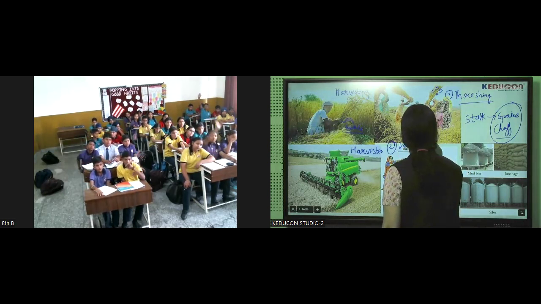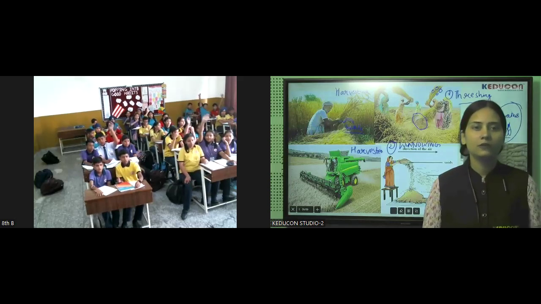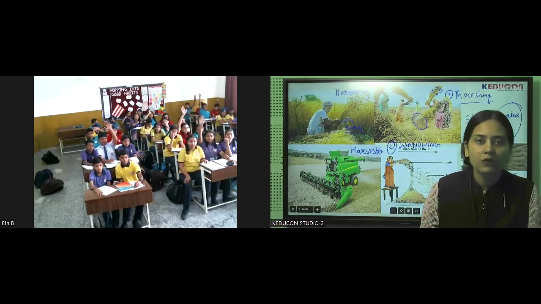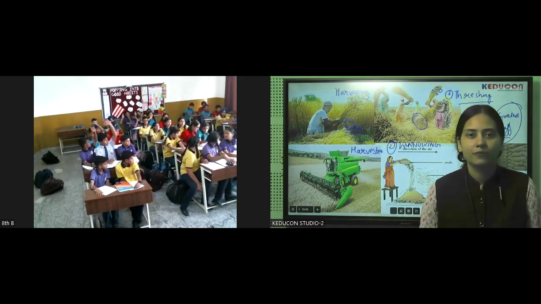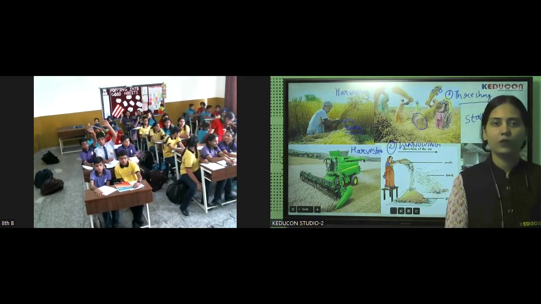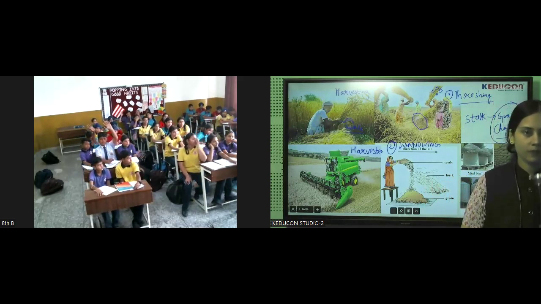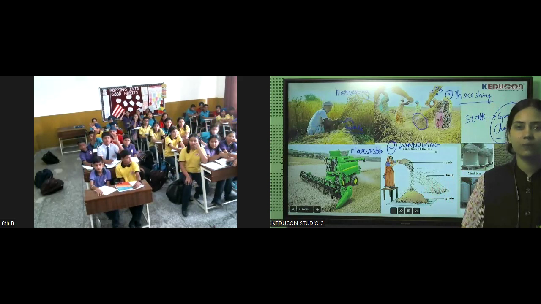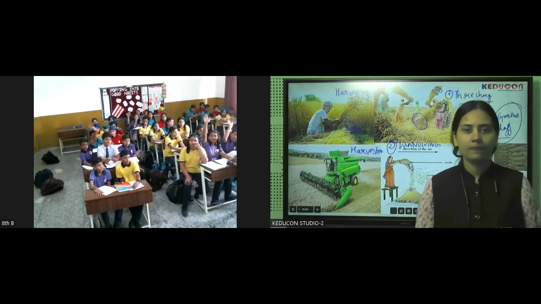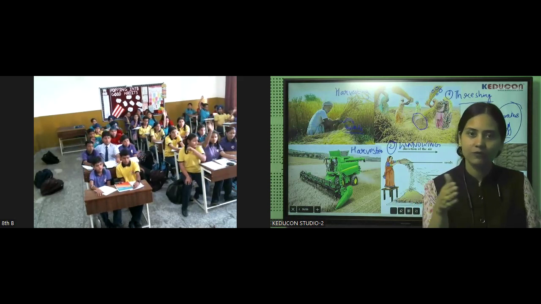Who will tell me? Raise your hand. Middle row, second bench, middle girl, in red, yes. What is winnowing? Separating of seeds. But how can we separate? Okay, now first bench, this corner.